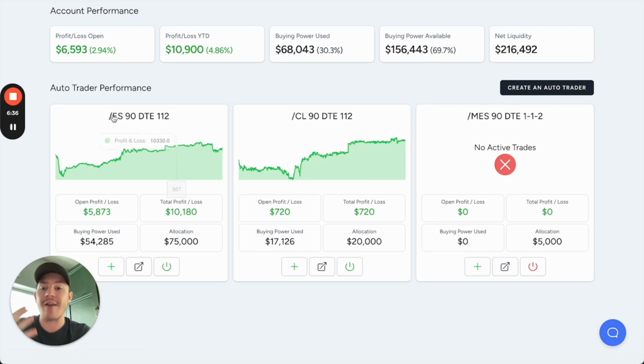You can see here that I have an ES 112 and a CL 112, and I've been running these for about 2 months now. And you can see here I'm making $10,000 on this ES 112 in the last 2 months, and the CL is making me about $720 over the last 2 months. Again, it's entered for me, it's managed my trades, stop losses, take profits, and turned my trades into hedges automatically for me. So that's how awesome this 112 strategy is. It's so profitable, and now that you can put stop losses on it, protect yourself, turn it into hedges, and not have to be watching your positions 24/7, it's amazing.